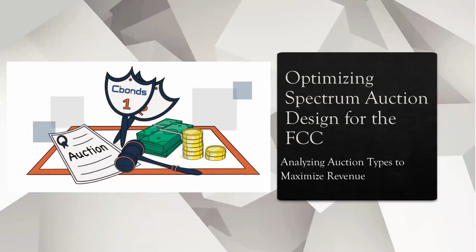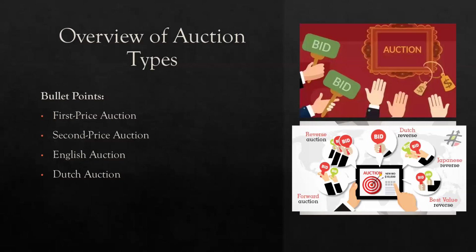Okay, so welcome to this presentation on designing an effective auction for selling the wireless spectrum rights. Today we are going to explore the different auction types to identify the most suitable method for the FCC aimed at maximizing the revenue from large telecommunication companies, all of which are risk neutral and have unique estimates for the spectrum value. Let's move on to the overview of the auction types.